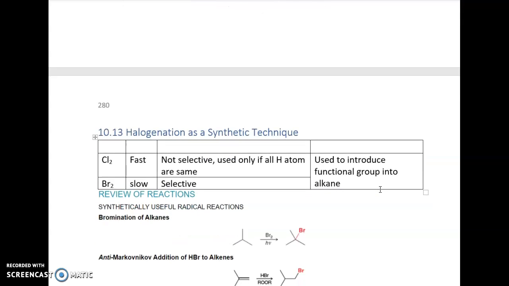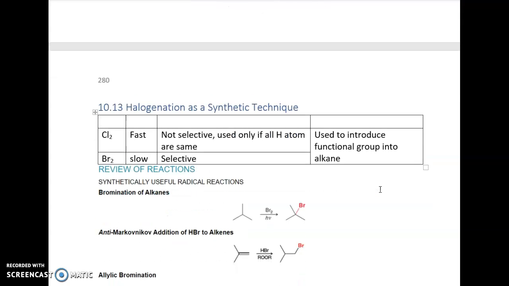So, halogenation as a synthetic technique. These are the things you need to remember. Chlorine is fast, but it's not selective, and you only want to use it if you have a very symmetrical molecule where all the hydrogens are going to be the same. Bromination is slow, but it's much more selective. So if you want to be selective, not get a whole bunch of halogens stuck in places you don't want halogens.